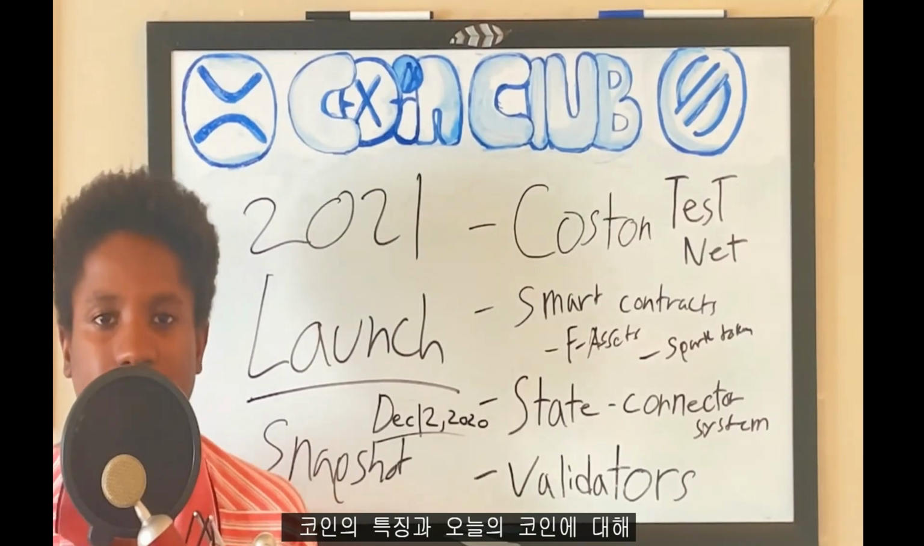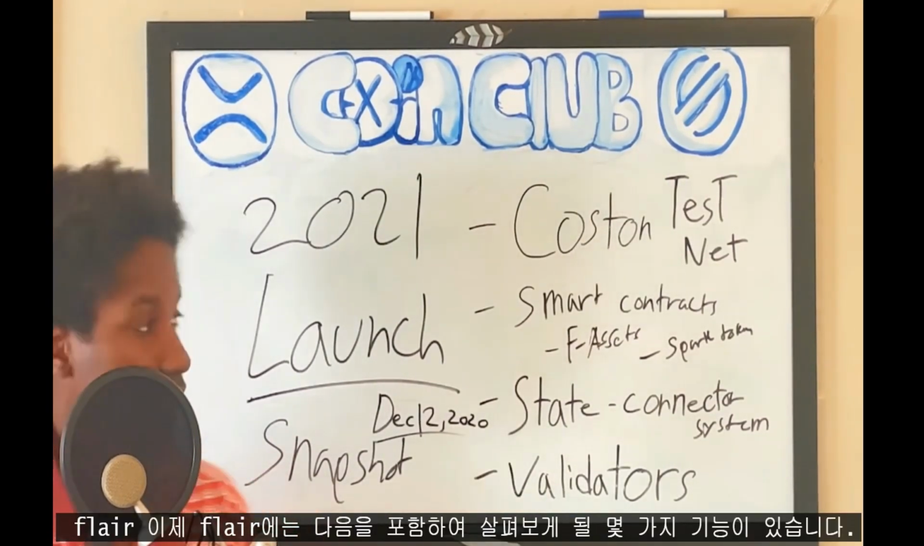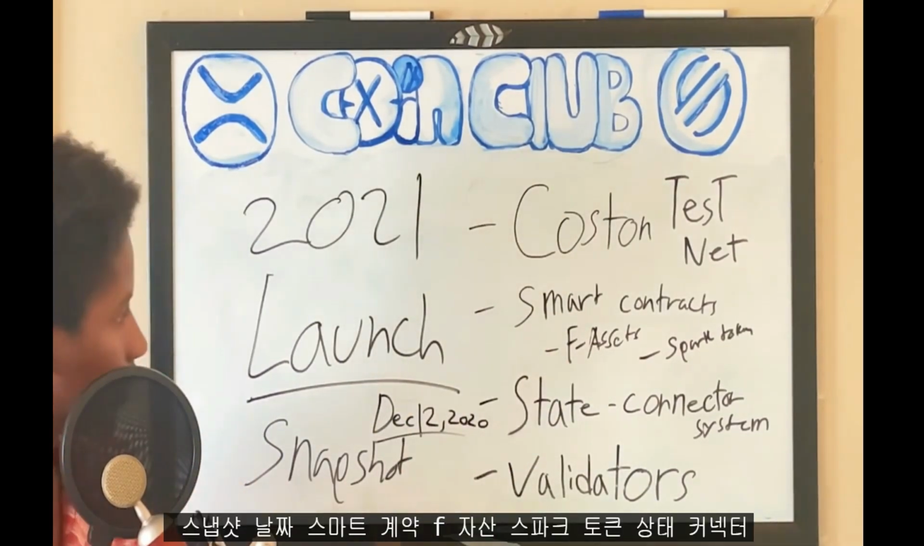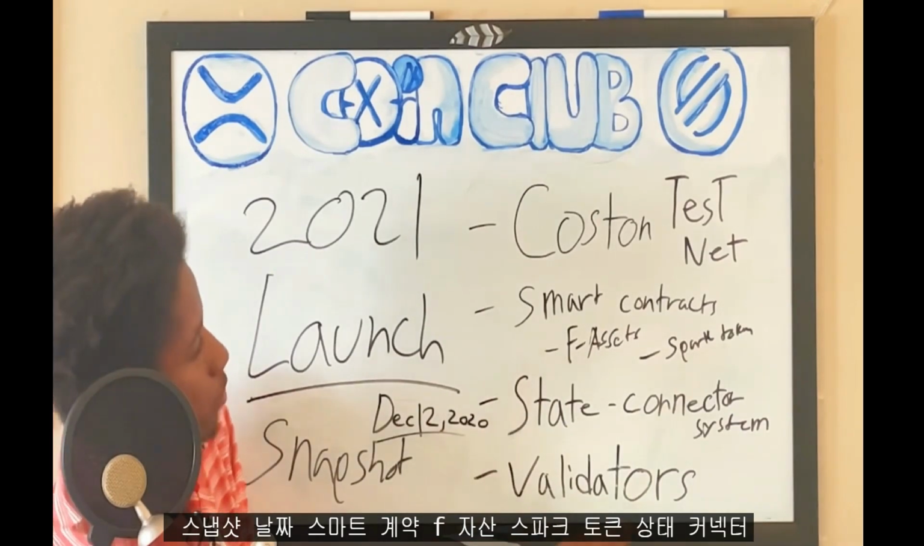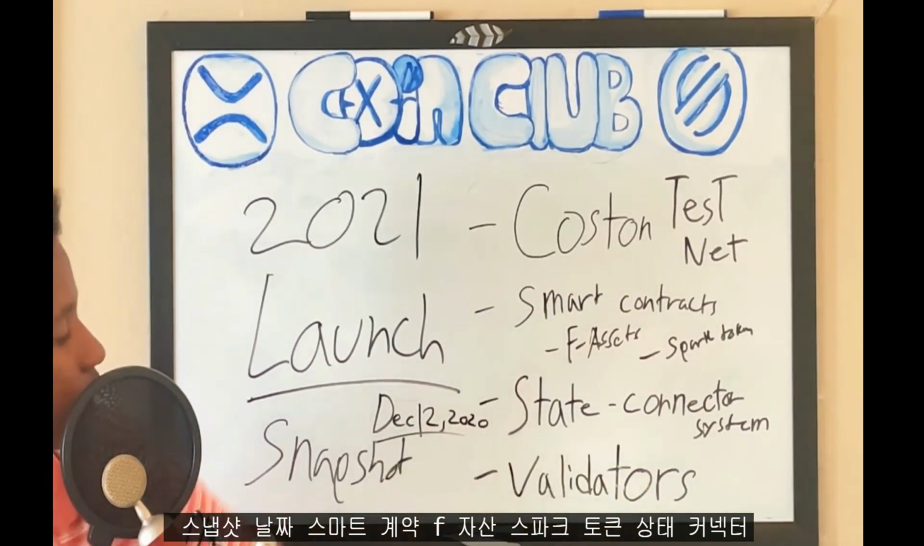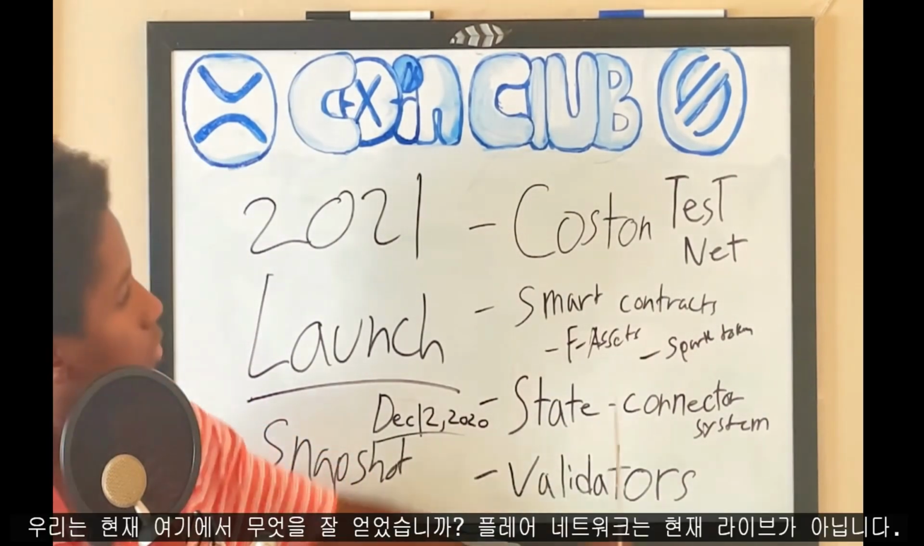Today's coin being Flare. Now, Flare has quite a few features that we're going to go over, including the current Flare testnet, future launch dates, the snapshot date, the smart contracts, F assets, Spark token, state connector system, and validators. Now, what do we got here?